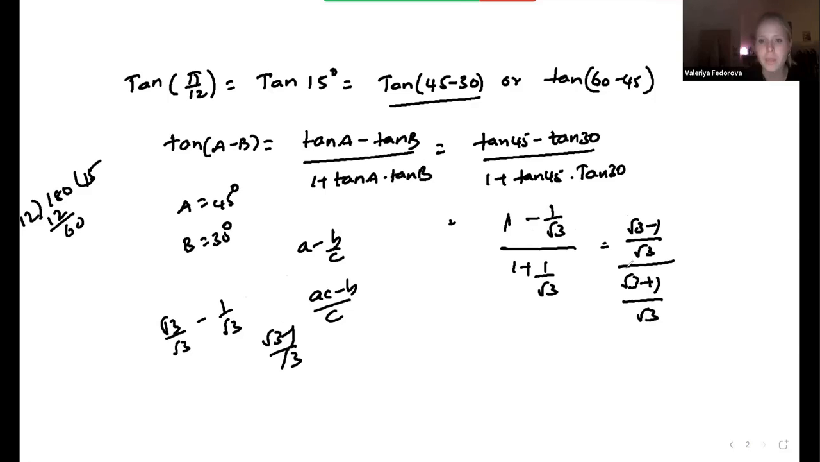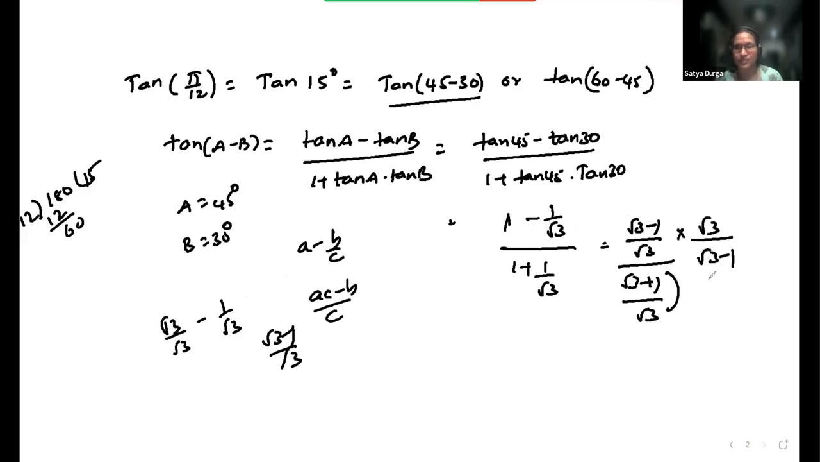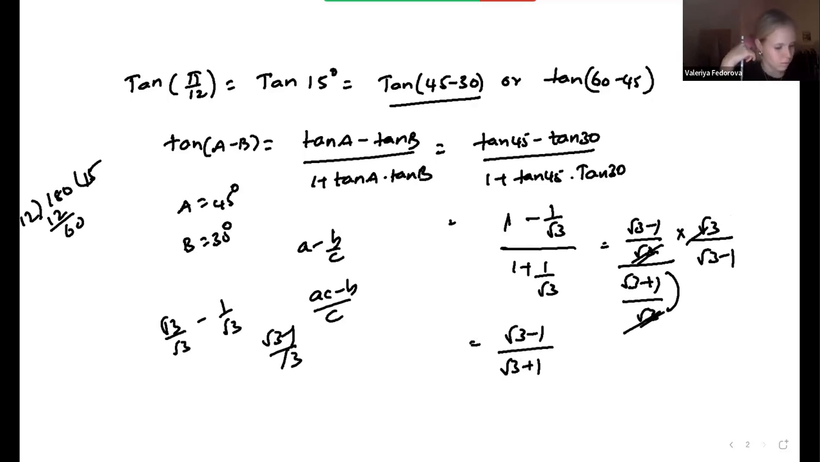When you write the denominator, shift, reciprocate it, you will get root 3 by root 3 minus 1. Correct? But then you can cancel out the root 3. I'm not writing this step, I'm straight away directly cancelling like this. So finally, what you will get? Root 3 minus 1 by root 3 plus 1. But your answer is not that one. They're asking to prove that it is 2 minus root 3.